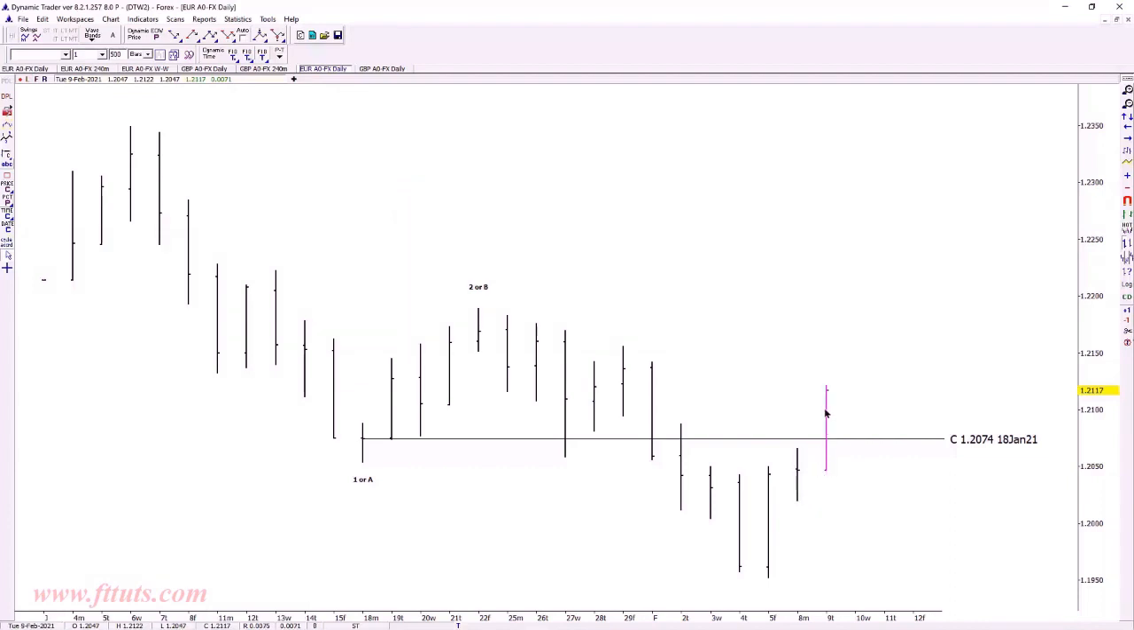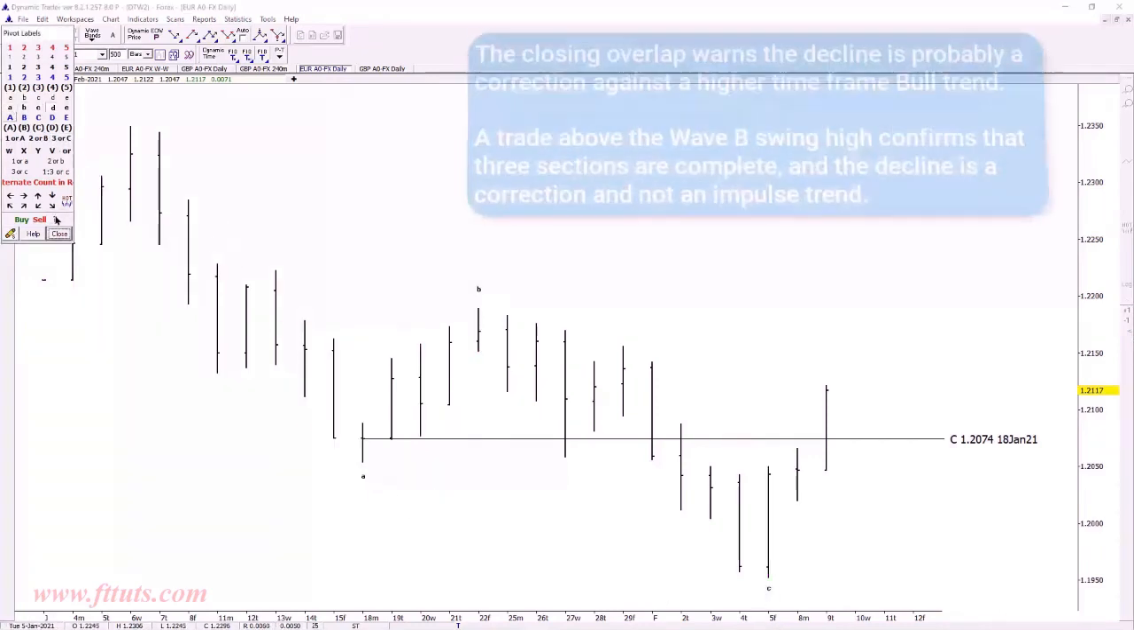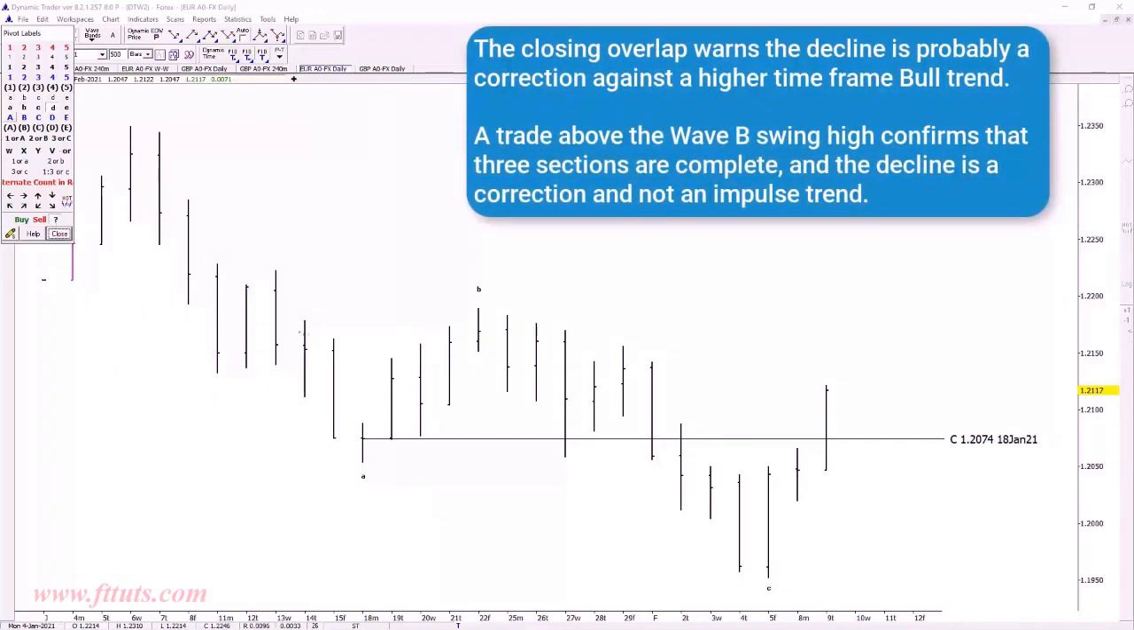There we had a strong move up, closing well into the range of what's labeled a wave 1 or A. So are we making an ABC correction? Are we making part of an impulsive bear trend? More than likely, it's part of a correction. It's not confirmed yet. It would be confirmed if we traded above this high. But we can look at this as a probable A, probable B, probable C. We would have a question mark on it. But more than likely, it's a correction and not an impulse trend.